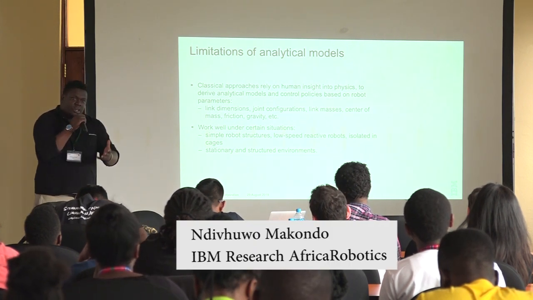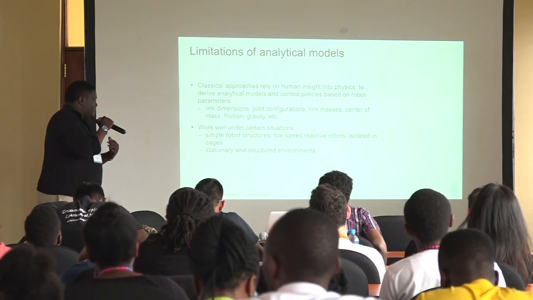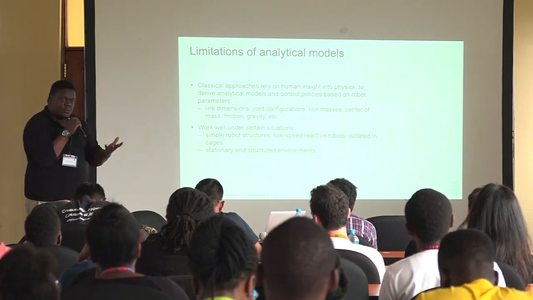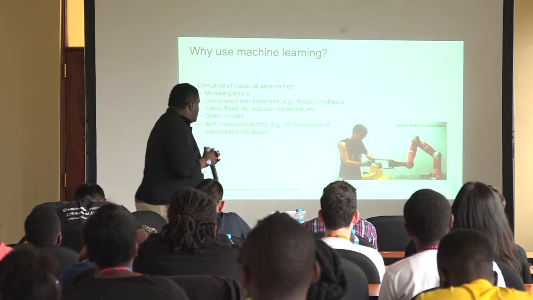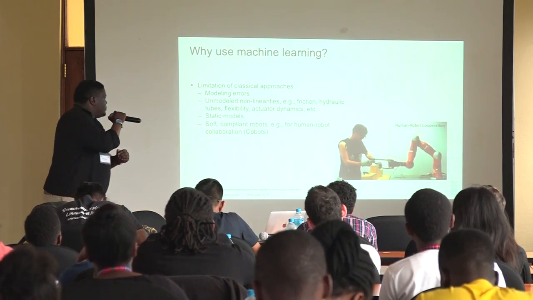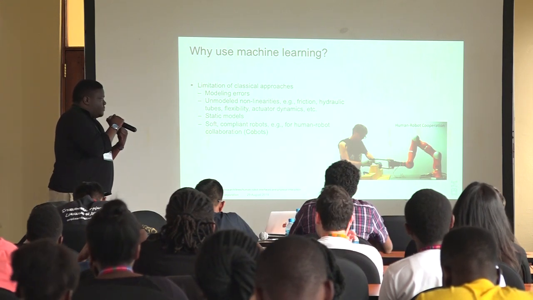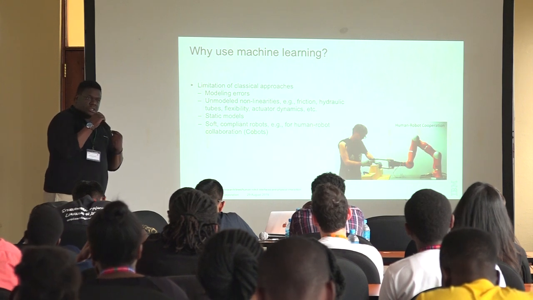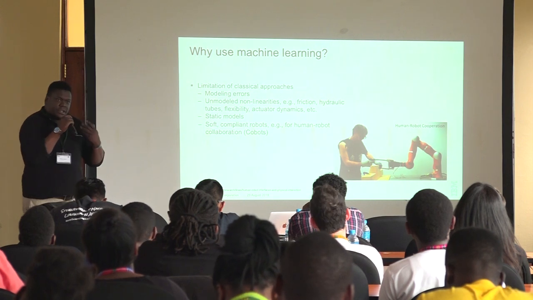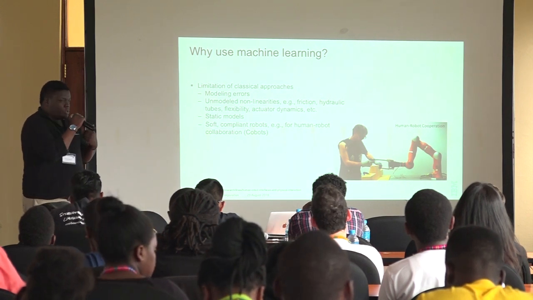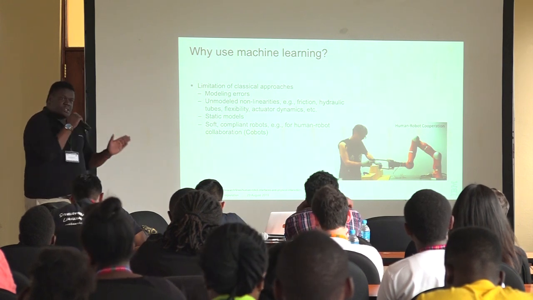When you have simple robot structures, low-speed reactive joints, and also stationary and structural environments, as I mentioned before. However, they do lead to modeling errors, as I mentioned before. There are some nonlinear factors that you're not incorporating into your model. And the model that you actually get is static. So if your robot changes over time due to degradation or wear and tear, your model doesn't actually adapt.